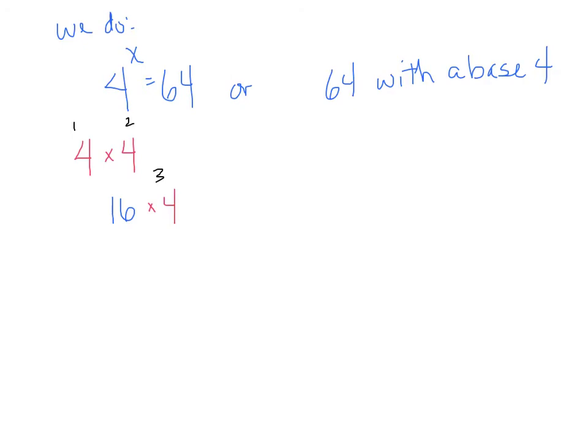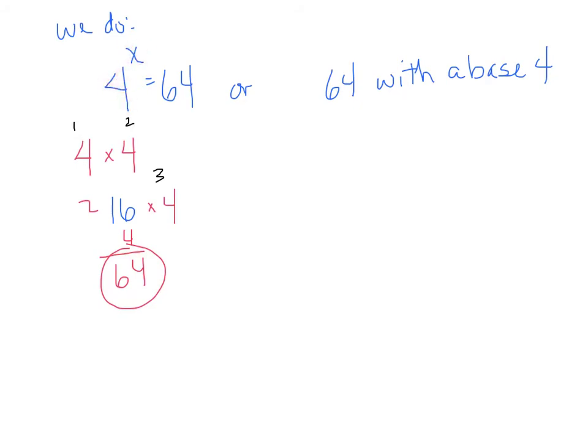So let's see if 16 times 4 is 64. So I'm going to do 16 times 4, that's 24. 4 times 1 is 4, 5, 6. There it is. Ding, ding, ding. We have a winner. So it took me 1, 2, 3 4s to multiply together in order to reach 64. That's what this is asking us. How many 4s do I need to multiply together?